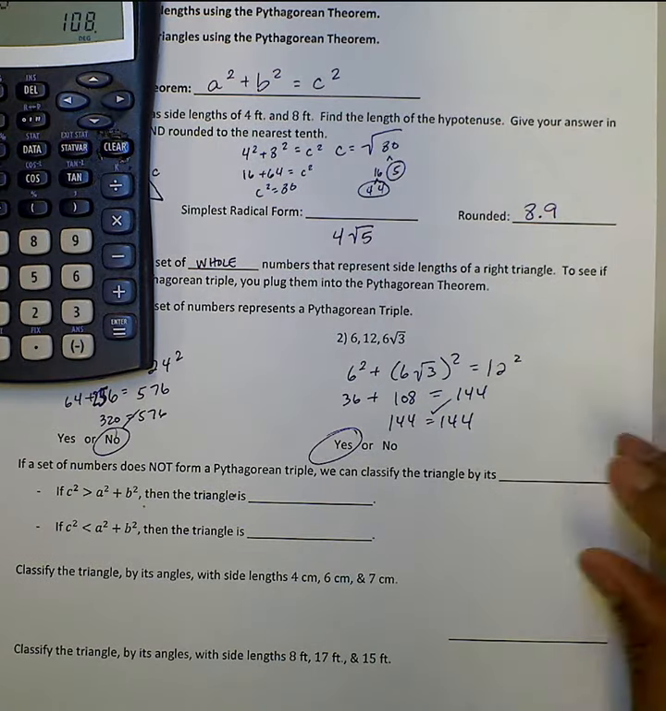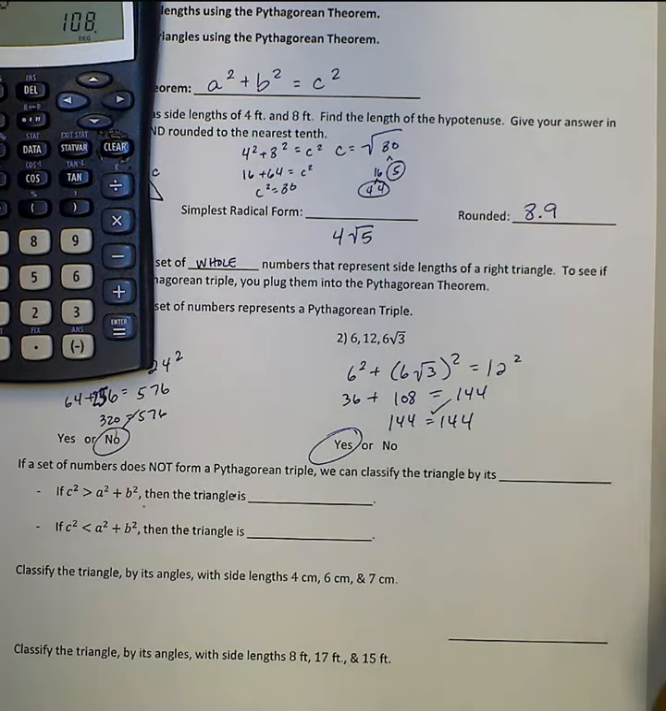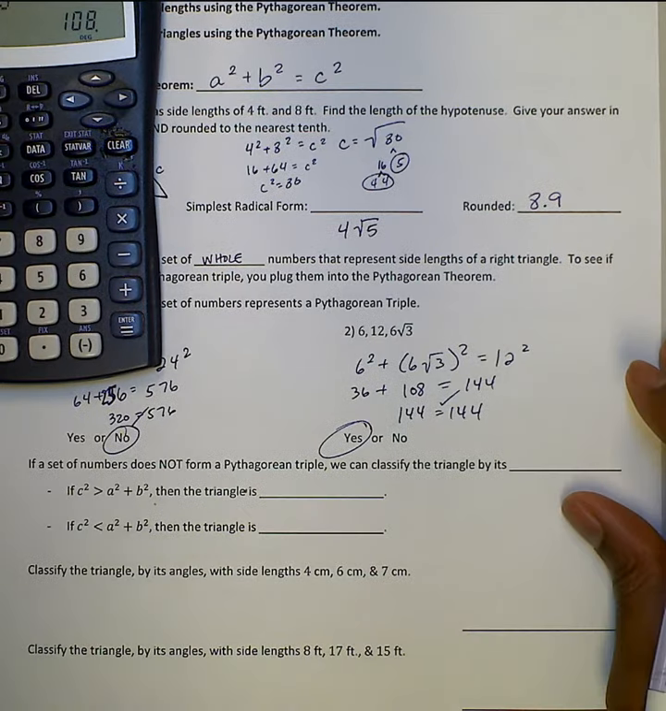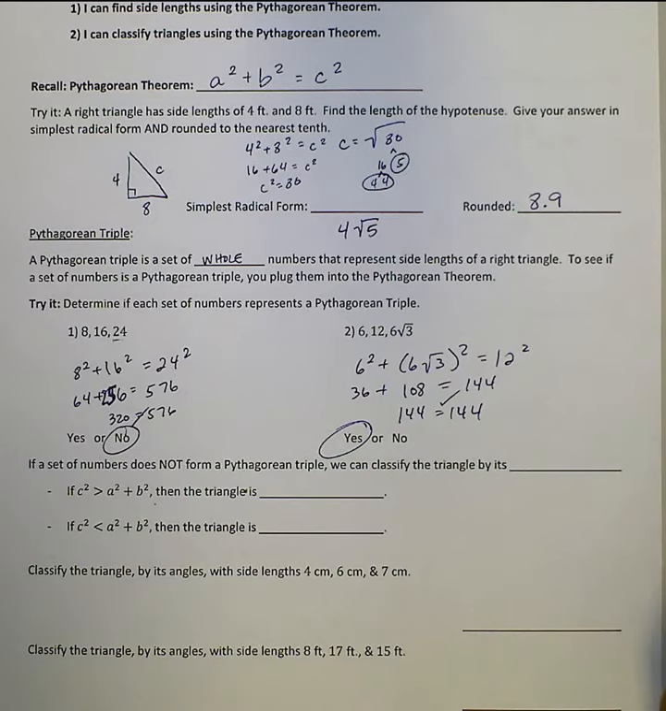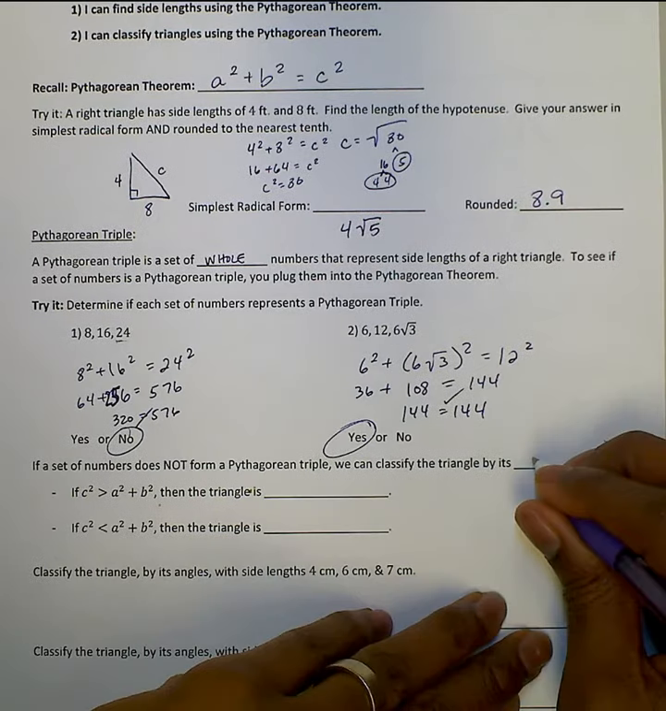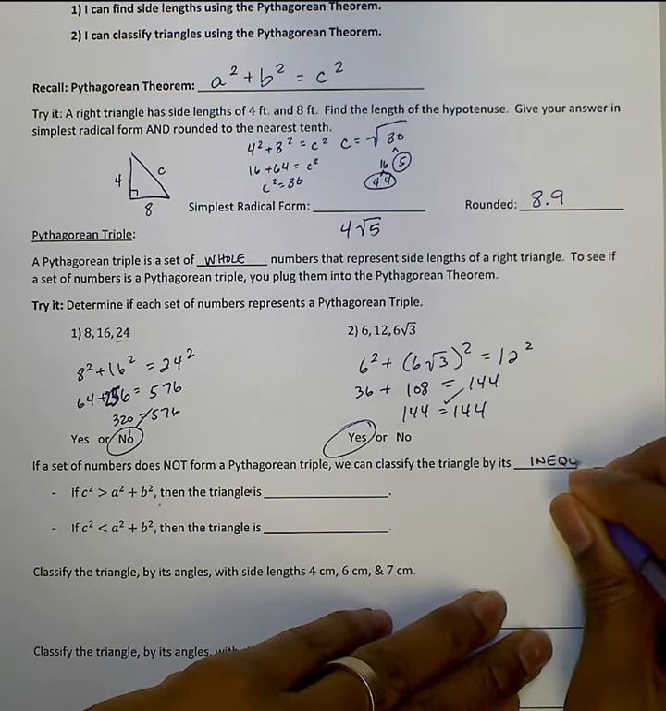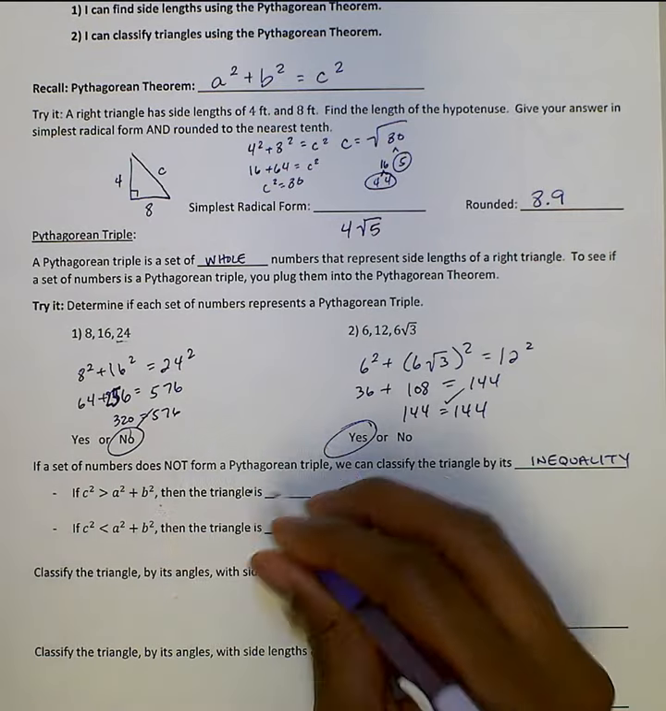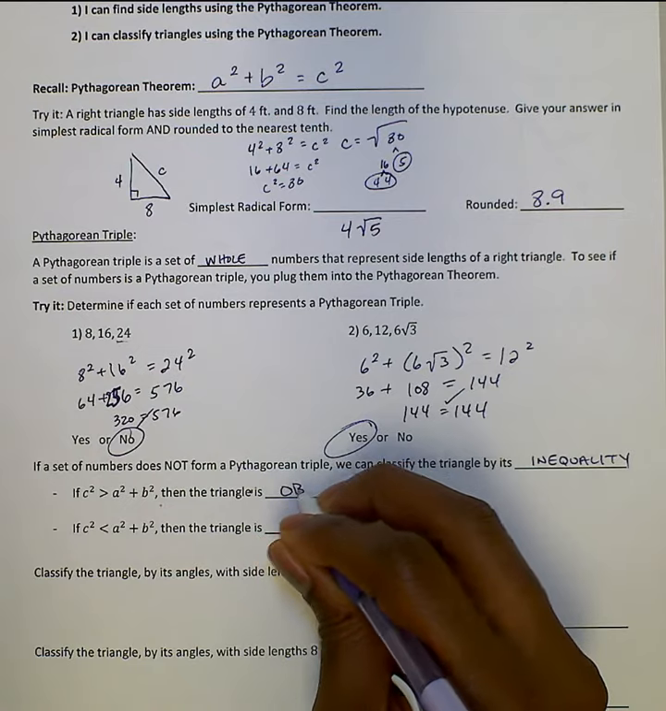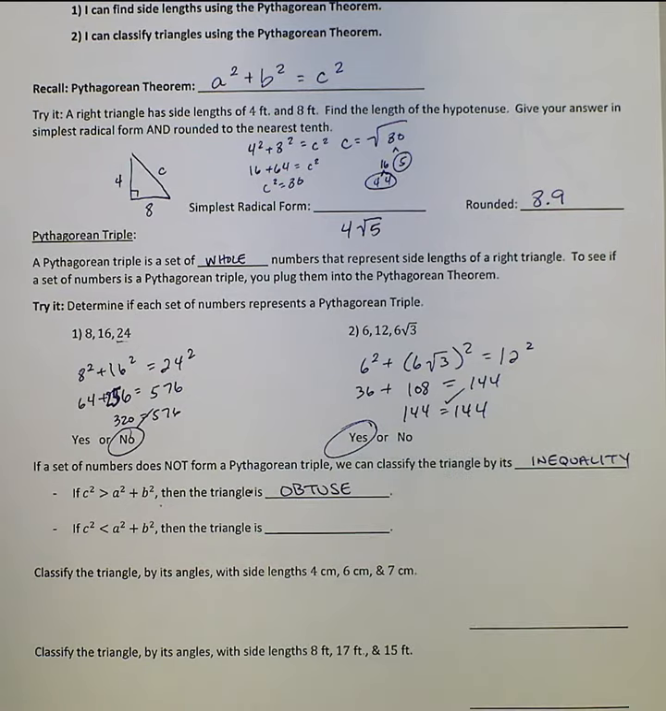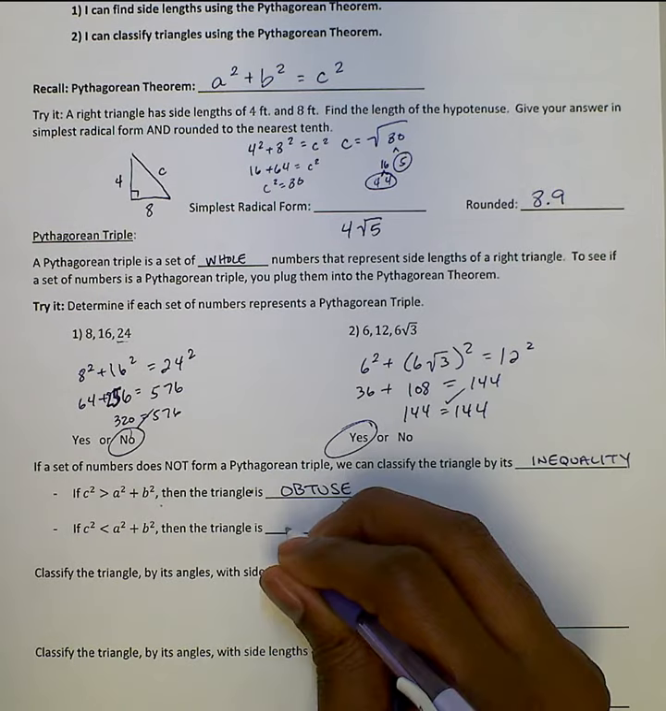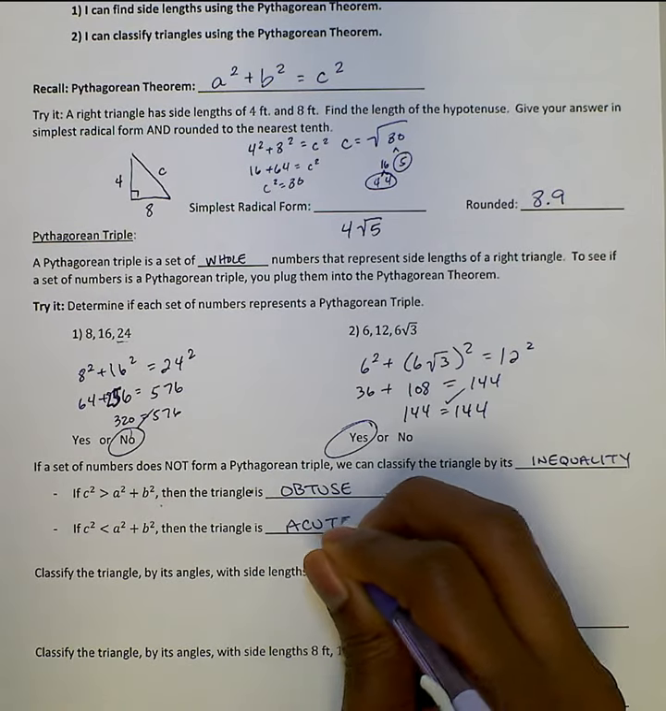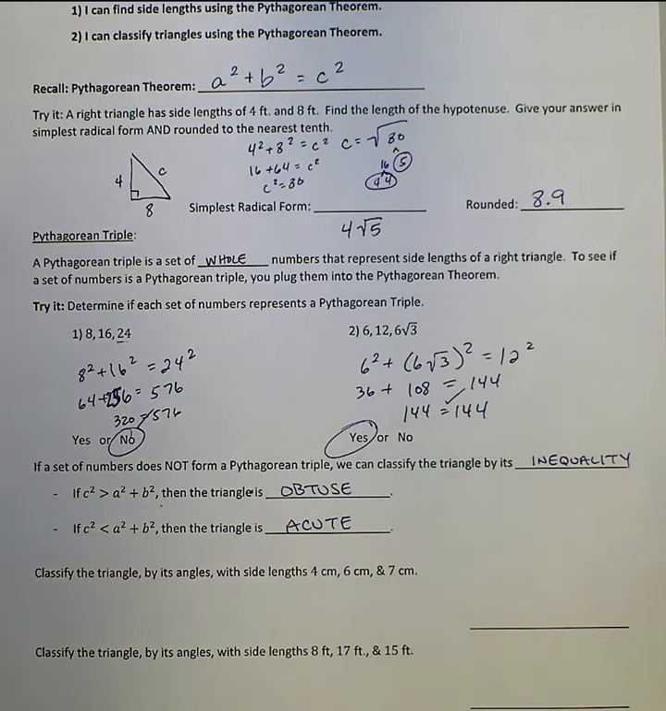If a set of numbers does not form a Pythagorean triple, we can classify the triangle by its inequality. If c squared is greater than a squared plus b squared, then we know that the triangle is obtuse. If c squared is less than a squared plus b squared, then we know that it is acute. So you can think of it as if the hypotenuse is really big, it's an obtuse triangle. If the hypotenuse is too small, it's acute.